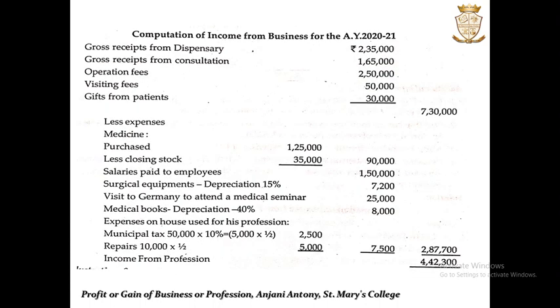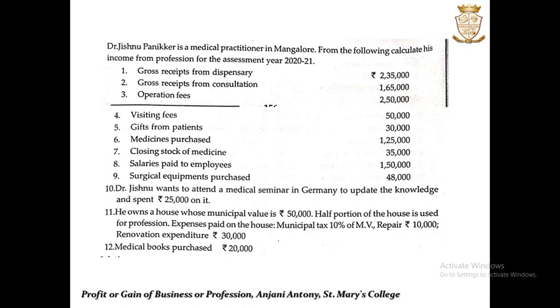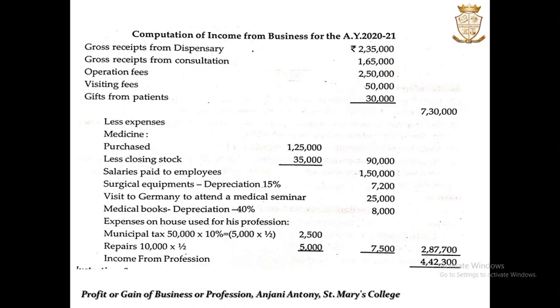So municipal tax 2,500, repairs 5,000 and total will be 7,500. And medical books purchased, we are not considering the whole 20,000 amount. Instead of that, we are considering the depreciation amount of 40%. 20,000 into 40% will be 8,000 rupees. So the sum total of the expenses will be 2,87,700 rupees. And we need to deduct this 2,87,700 from 7,30,000. So you will be getting income from profession of 4,42,300 rupees.